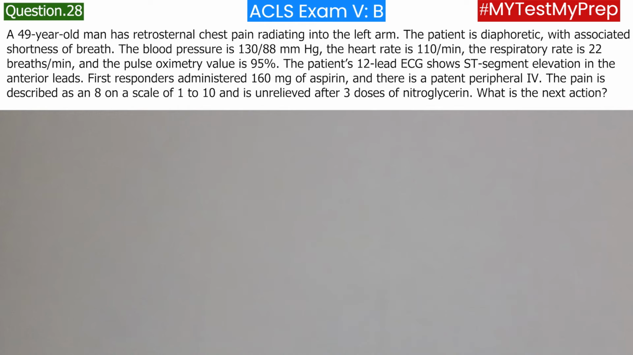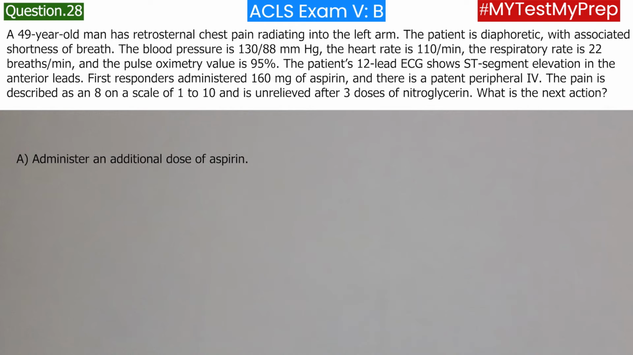The patient's 12-lead ECG shows ST-segment elevation in the anterior leads. First responders administered 160 milligrams of aspirin, and there is a patent peripheral IV. The pain is described as an 8 on a scale of 1 to 10 and is unrelieved after 3 doses of nitroglycerin. What is the next action?